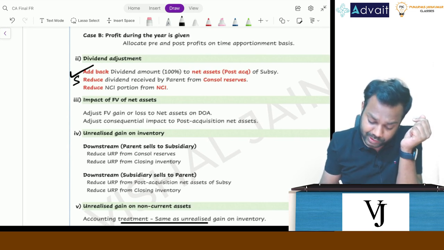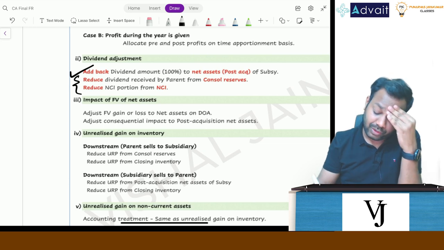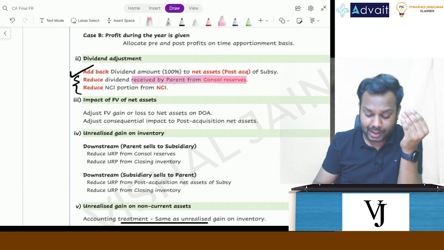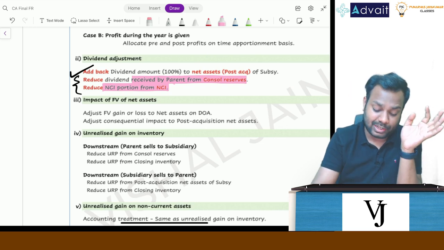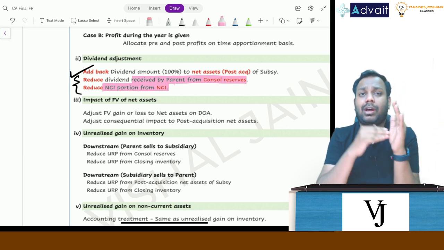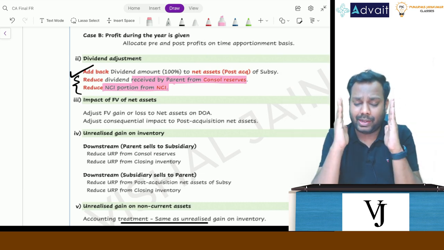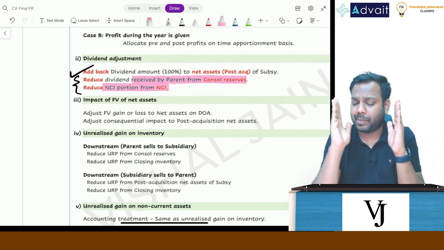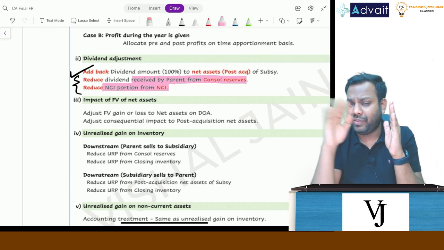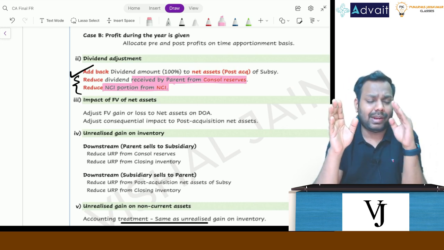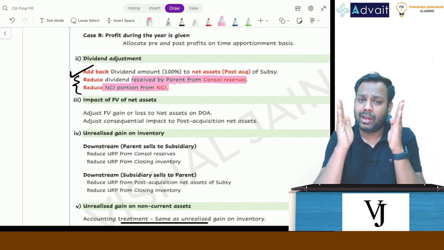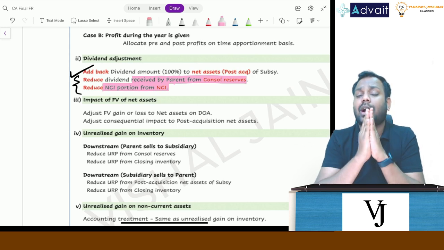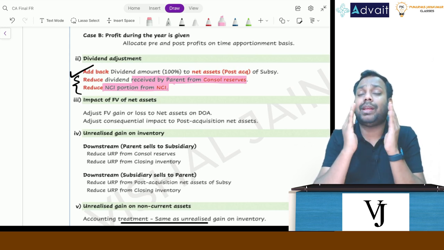Now reduce. This is a challenge here. Reduce dividend from the parent's dividend received from consol reserves and the NCI portion from NCI. Why do we need to reduce dividend? I'll give you the logical explanation for both of them. Understand, when the parent and the subsidiary are working separately, the subsidiary gives dividend and records dividend expense, and the parent receives dividend and records dividend income. So it has recorded expense, it has recorded income. But when we are preparing consol FS, consol FS means what? The objective is that they are one entity now.